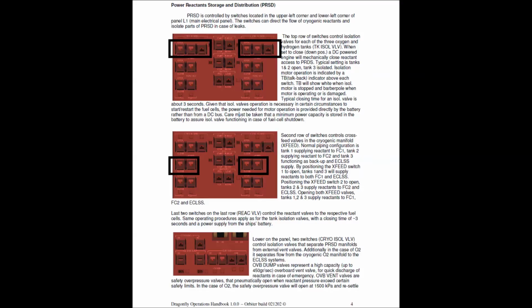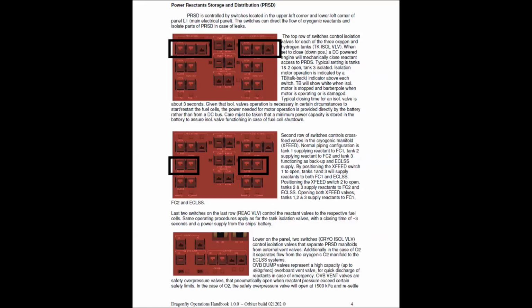PRSD is controlled by switches located in the upper left corner and lower left corner of panel 1. The switches can direct the flow of cryogenic reactants and isolate parts of the PRSD tanks in case of leaks. The top row of switches controls isolation valves for each of the three oxygen and hydrogen tanks, labeled tank isol valve. When set to close, down, a DC-powered motor will mechanically close reactant access to PRSD. Typical setting is tanks 1 and 2 open, tank 3 isolated.